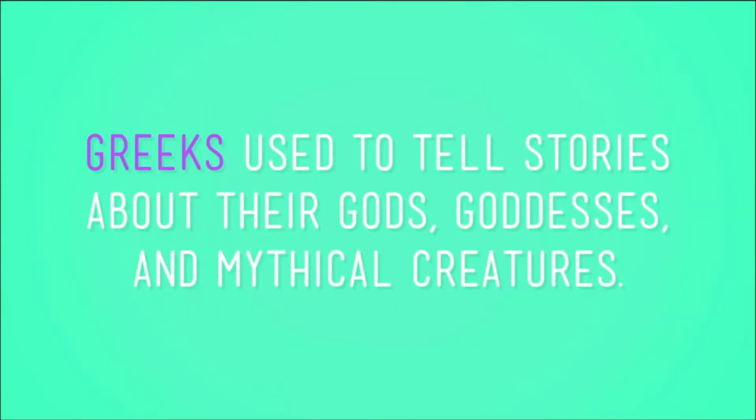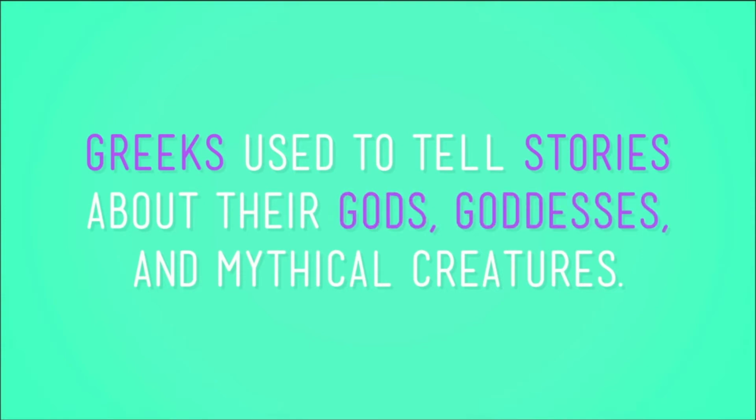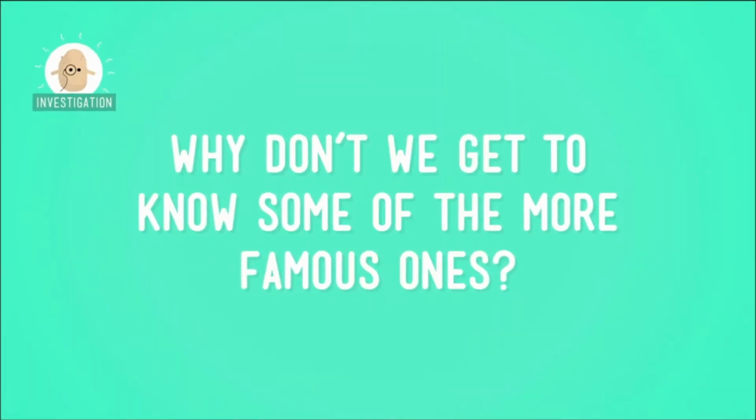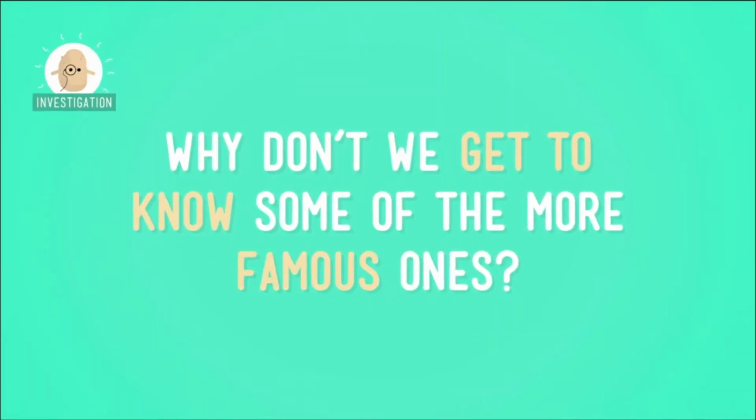The stars in a constellation aren't related in any particular way. They just form a shape that the Greeks used to tell stories about their gods, goddesses, and mythical creatures like flying horses and giant scorpions. Now that we know what a constellation is, why don't we get to know some of the more famous ones?